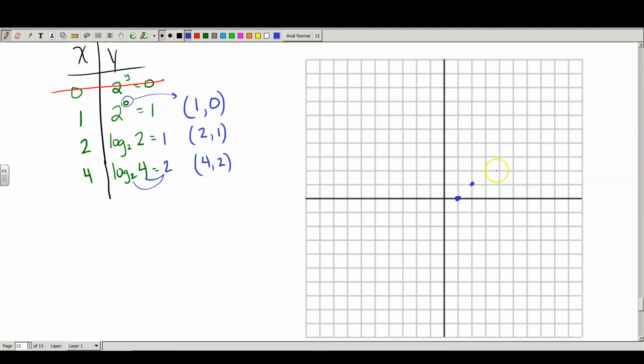1, 2, 3, 4, and I got one up here. Think for a second about what the next good x value would be, the next x value that would give us a nice whole number.